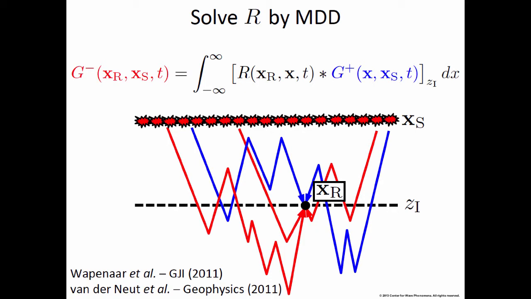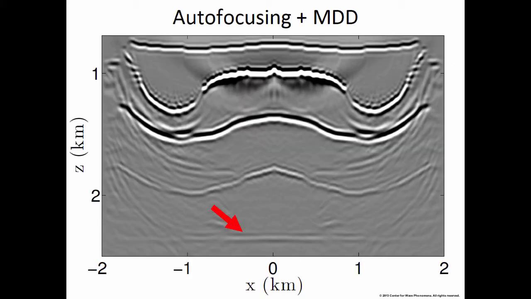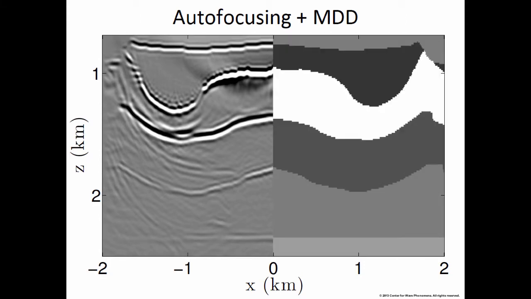So if we can solve this equation using multidimensional deconvolution, we retrieve R and evaluate it at time equal to 0, and this is the image we obtain. It's very similar to the cross-correlation image, but now we better retrieve the amplitude of the reflector. As you can see now, the flat reflector indicated by the arrow is way more visible compared to the cross correlation image and to the one-way image. And here again is the side by side with the true model.